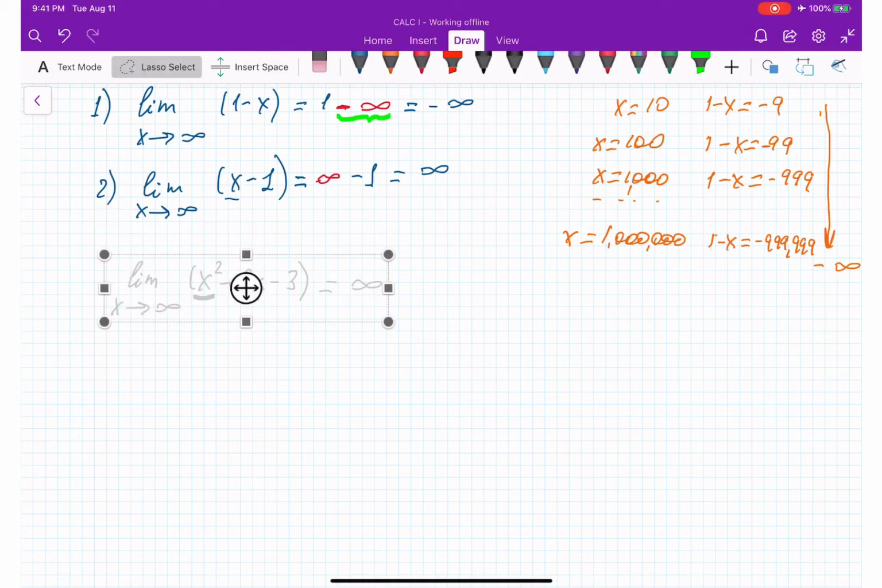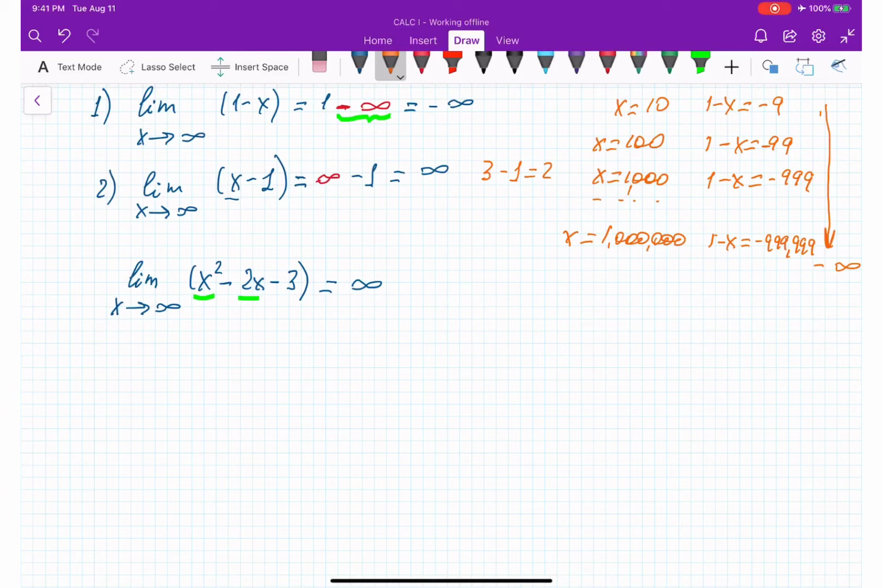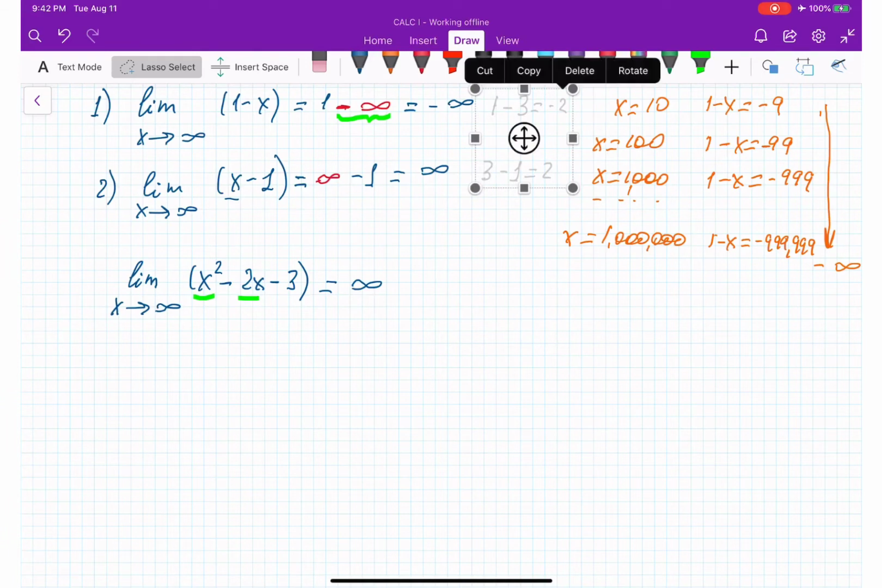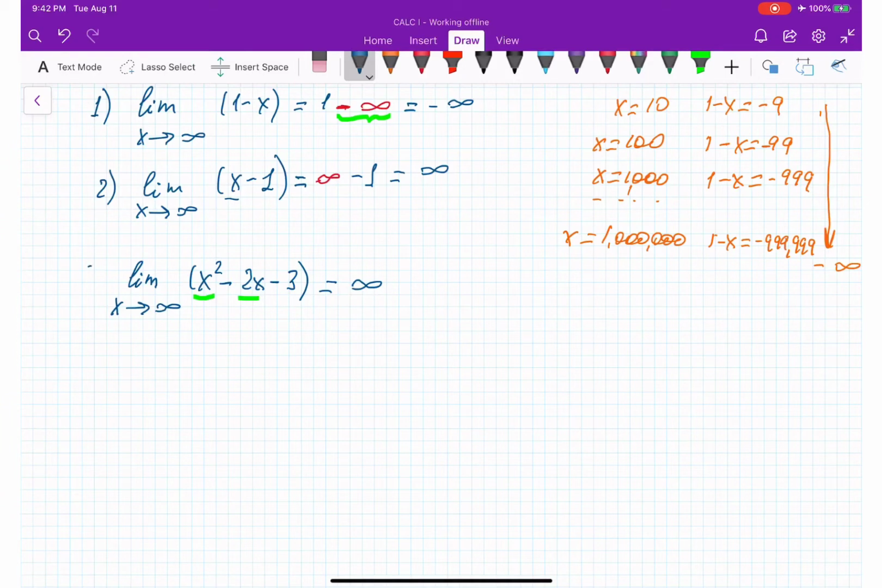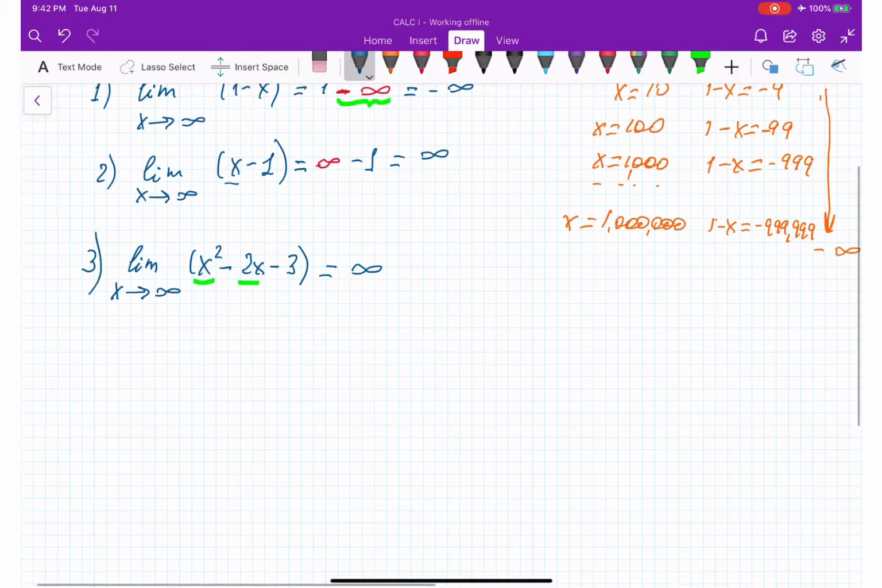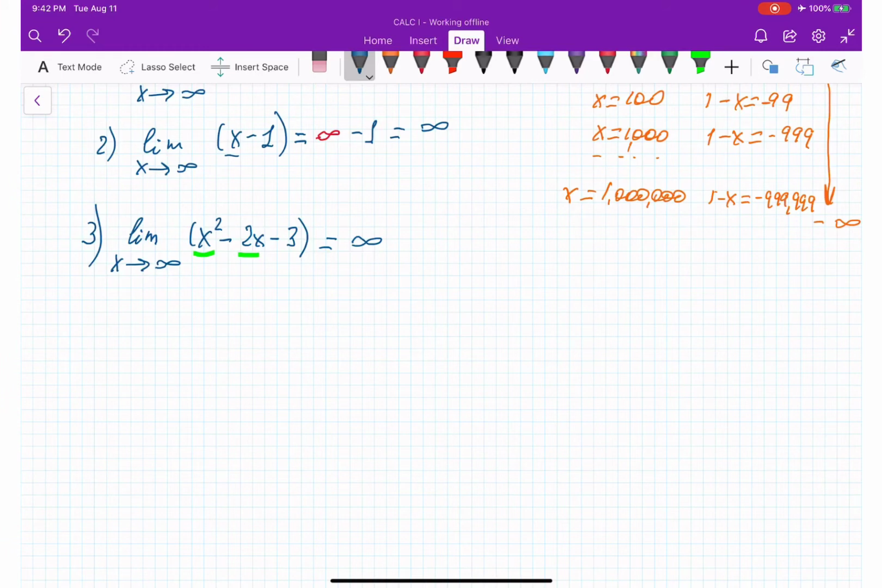See the difference? It's just like, in this case, 3 minus 1, for example, is positive 2. Here, if I put 1 minus 3, it's going to be negative 2. So, something like that. All right. Next. This was infinity, we already figured it out. Next one.